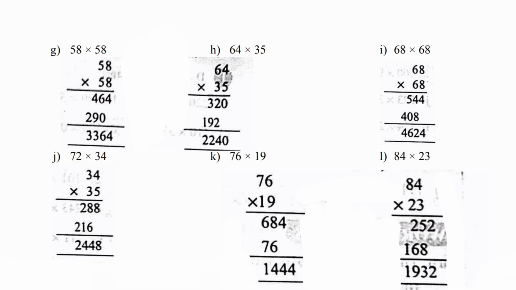So how many zeros are there? Here 1 zero, here 1 zero. Just write down 2 zeros. Your answer is ready. 2500. So 2500 is your answer. So in this way you may write it down.